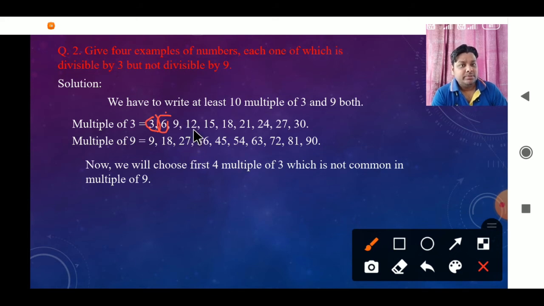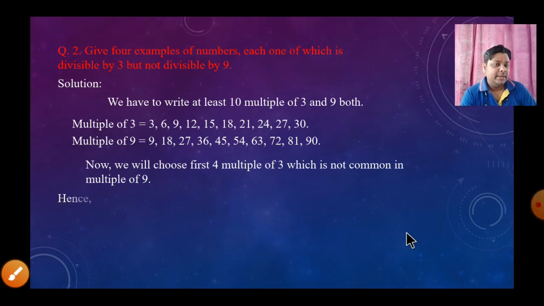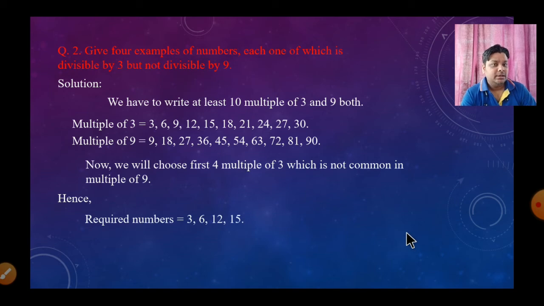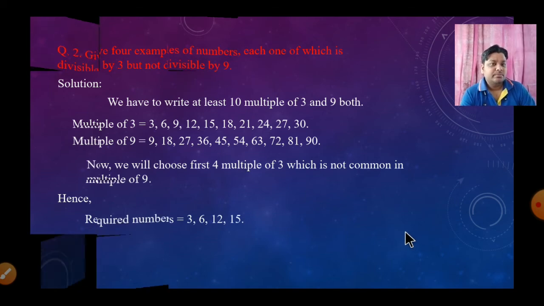Now 12, yes, 12 is not a multiple of 9, so we can take that one. 15, yes, we can also take that one, because it is not a multiple of 9 also. Now you can see that four numbers we have already got: 3, 6, 12, 15. If the question had asked for 5 or 6 examples, then we would check another 2 also. So 3, 6, 12, 15 are the 4 numbers which are divisible by 3 but not divisible by 9, clearly. Okay students, now let's see another.